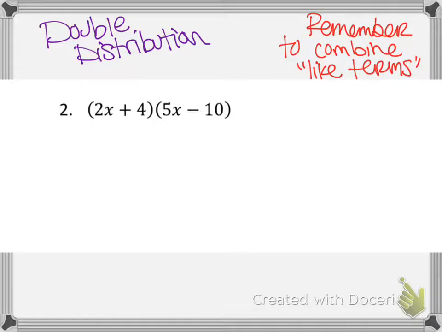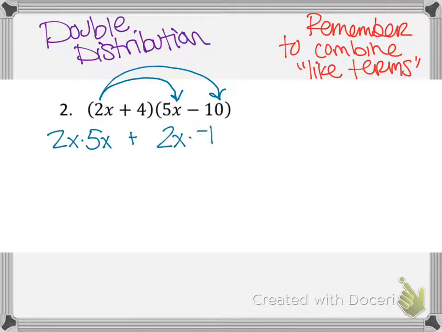So for number 2, we're going to do the same idea. I'm going to distribute that first term to both pieces in my second polynomial. So I'm going to have 2x times 5x and 2x times negative 10. And then I'm going to distribute my second term, that 4 times 5x and 4 times negative 10.